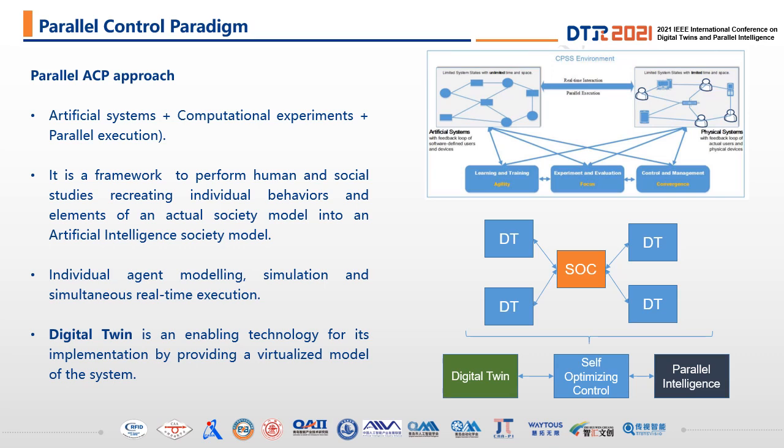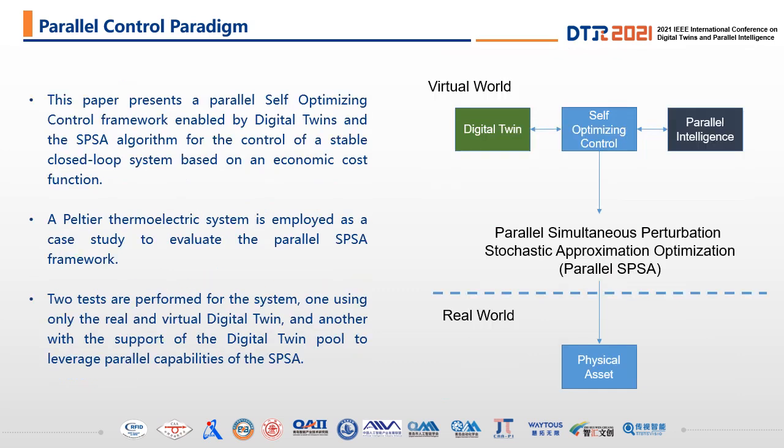So what happens if we change or replace these individuals by digital twins that replicate the behavior of a complex process? And each digital twin is able to run on different microprocessors. So in that sense, we can use different instances of digital twins and combine them through the self-optimizing control in order to enhance the closed-loop behavior of the system. That will be the big picture.